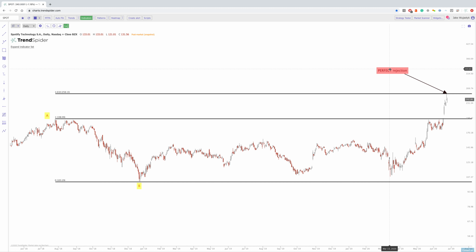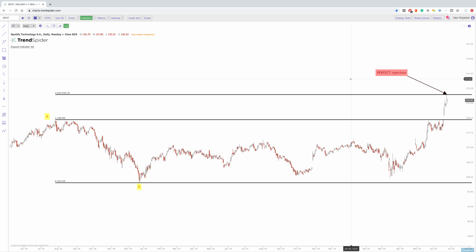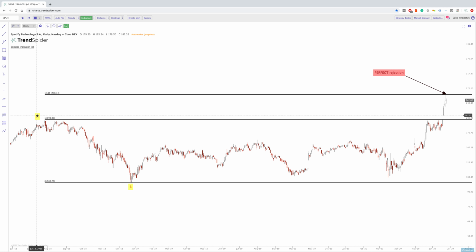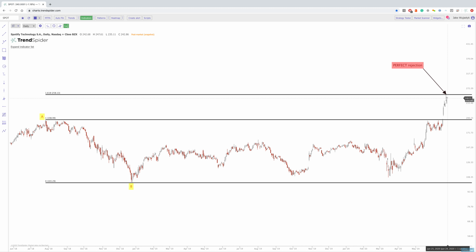So what I have here is A, this is the start of the measured move. This is B, this is the end of the measured move. And notice how perfectly the price tested this area above. I mean, literally almost to the T. Okay, maybe we missed it by a couple cents.